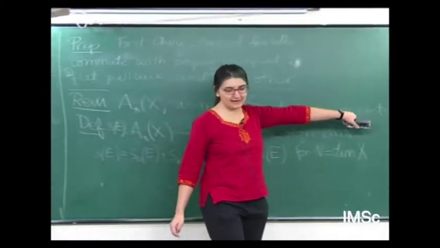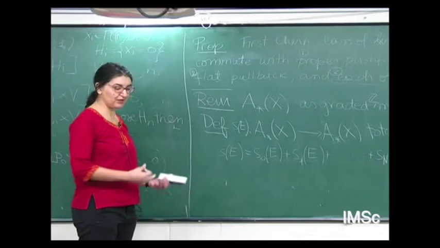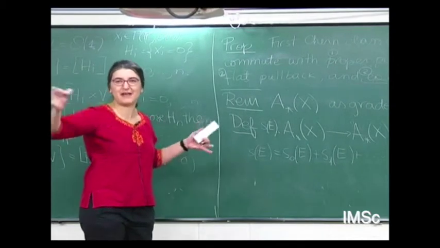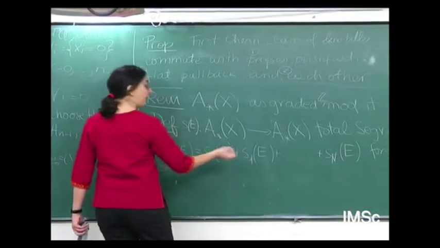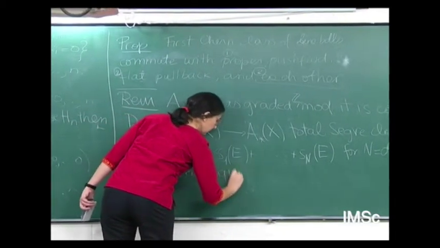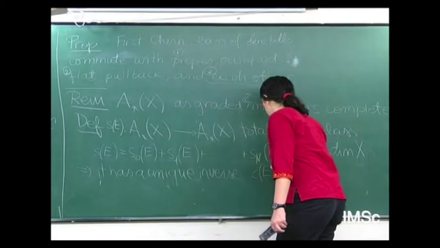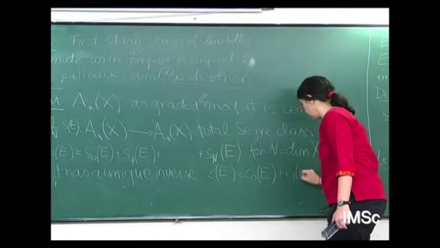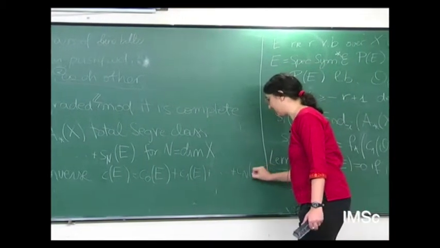So the key point here is the fact that it's complete. What I want to say is that in principle, it could work even for things which are very large, so long as you keep everything complete. And therefore, one can find an inverse. It has a unique inverse C of E, which, of course, has its graded parts. Except, a priori, this goes again until n.